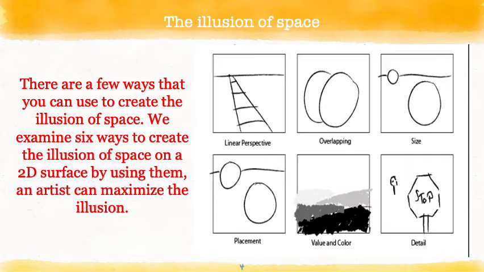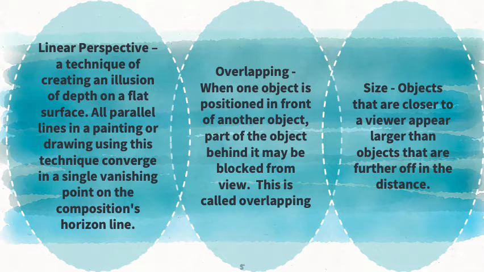Okay, so we have here a linear perspective, the overlapping, and the size. Linear perspective is a drawing method that uses lines to draw objects with which an artist can create the illusion of space. Overlapping is when one object is positioned in front of another object. Part of the object behind it may be blocked from view. So this is what we call overlapping, while size refers to objects that are closer to a viewer appearing larger than objects that are further off in the distance.